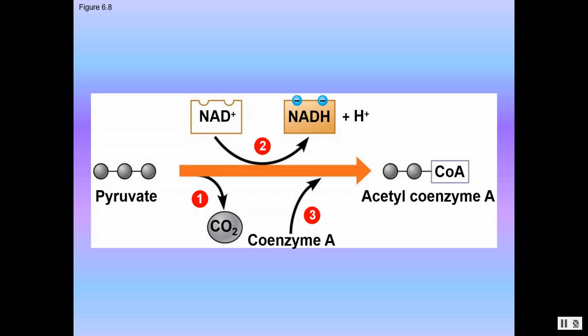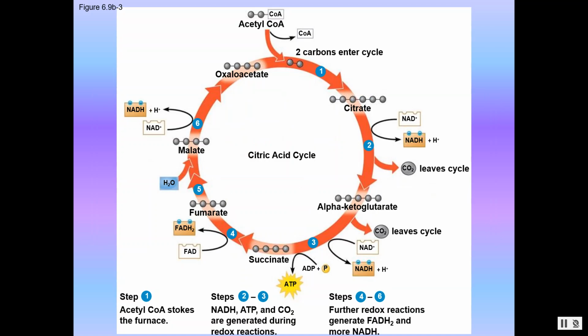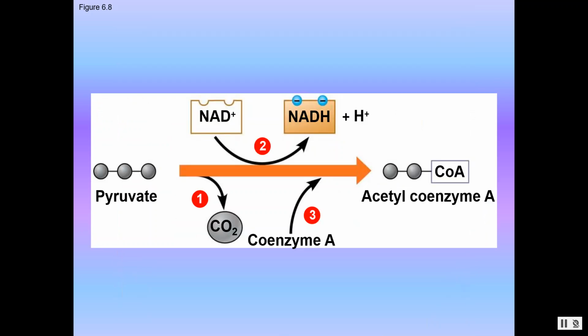In the pyruvate conversion, there is no ATP created. We're just creating more hydrogen ions to be used at the end. All right, so the pyruvate conversion is prior to the citric acid cycle. The pyruvate is modified inside the mitochondria to form acetyl-CoA, and carbon dioxide is released as a byproduct. We also get some NADH produced as well.